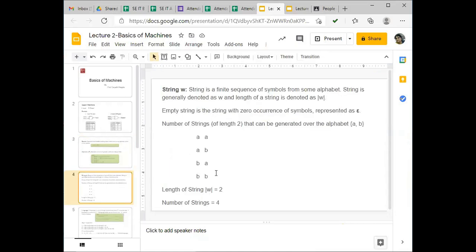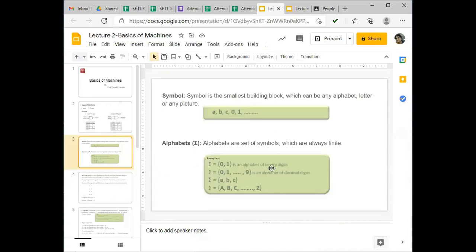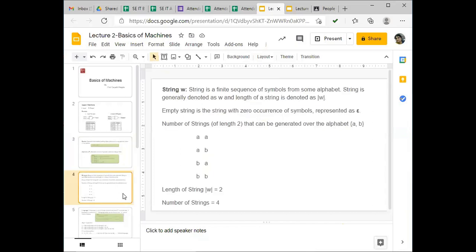What is a string? It is a sequence of symbols from some alphabet. For example, if I want a string in binary digits, I can have 010, I can have 1100. It is a combination of this alphabet. So that is a string.